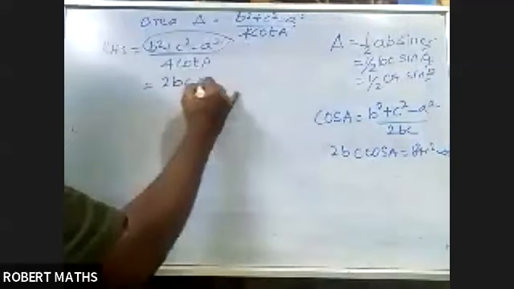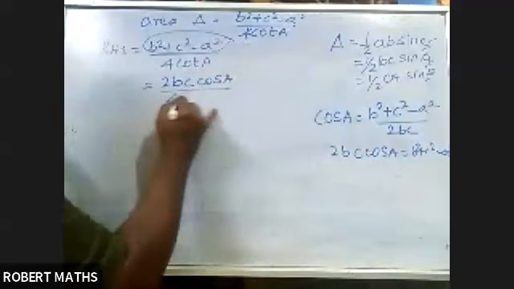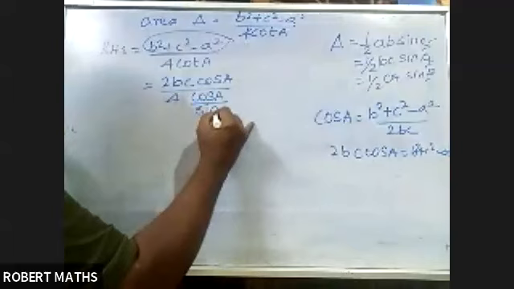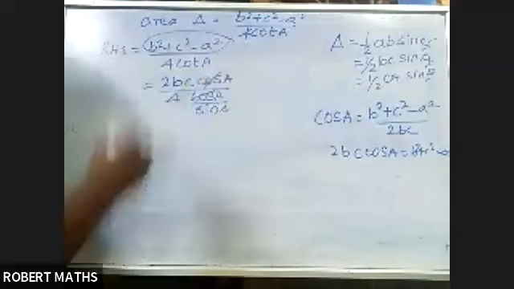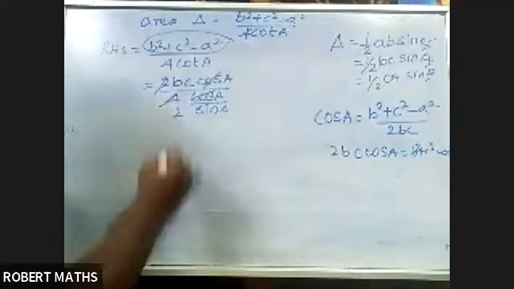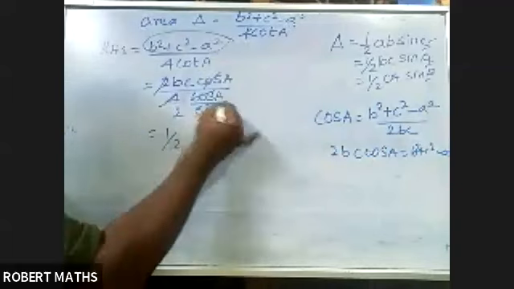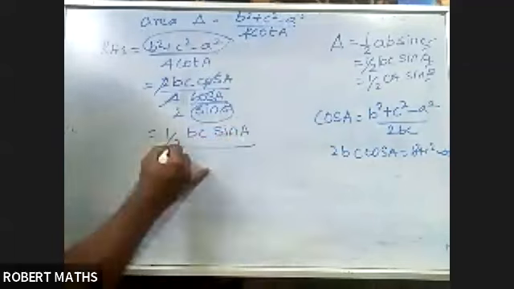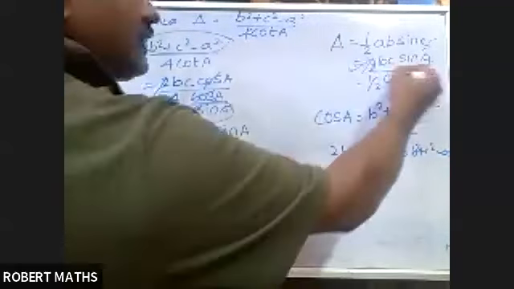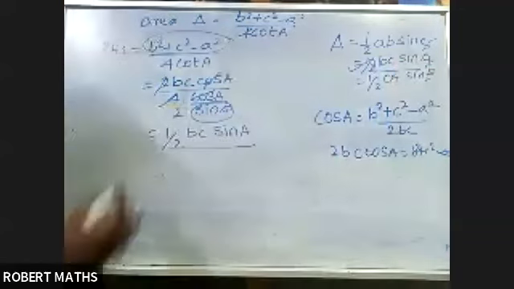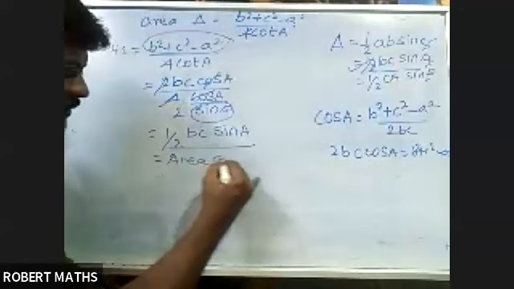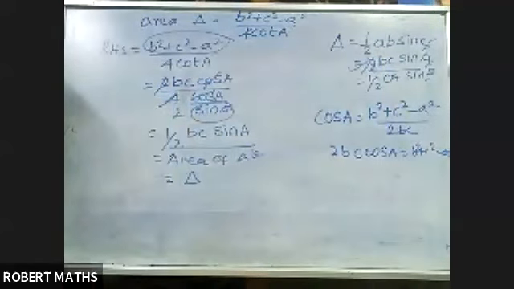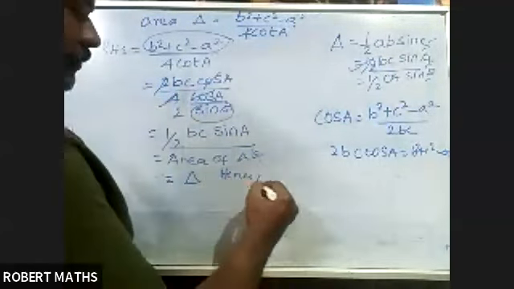Therefore, I can say 2 BC cos A divided by 4 cot A, and cot A can be written as cos A divided by sin A. Now this cos A will get cancelled, and 4 goes 2 times. Taking the reciprocal, sin A goes up, so I can write this as 1/2 BC sin A. This is the second formula, nothing but the area of the triangle, called del. Hence proved.